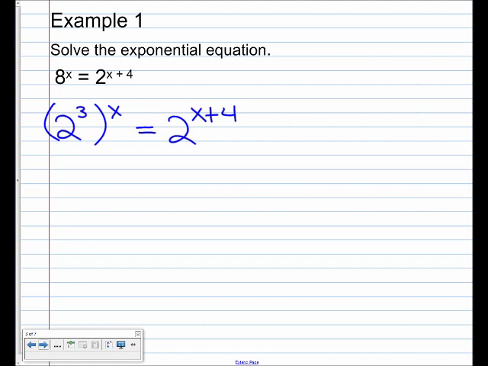Now you're going to have to go back in time to Algebra 1. We actually touched on this at the beginning of the first semester. But this is an exponent property. When you have a power raised to another power, do you know what you do with that 3 and that x? Multiply. Very good. So we're going to drop the parentheses, and my new power is going to be 3x, because 3 times x is 3x. Equal to 2 to the x plus 4.